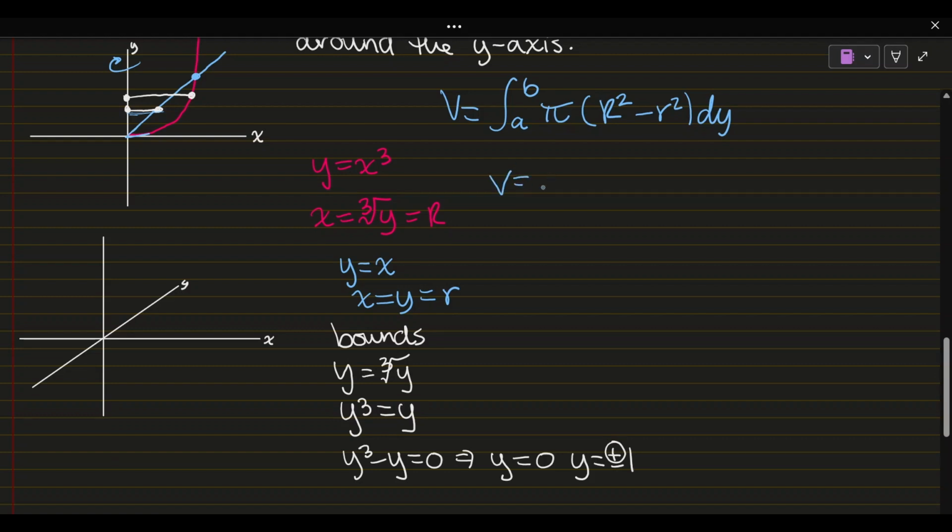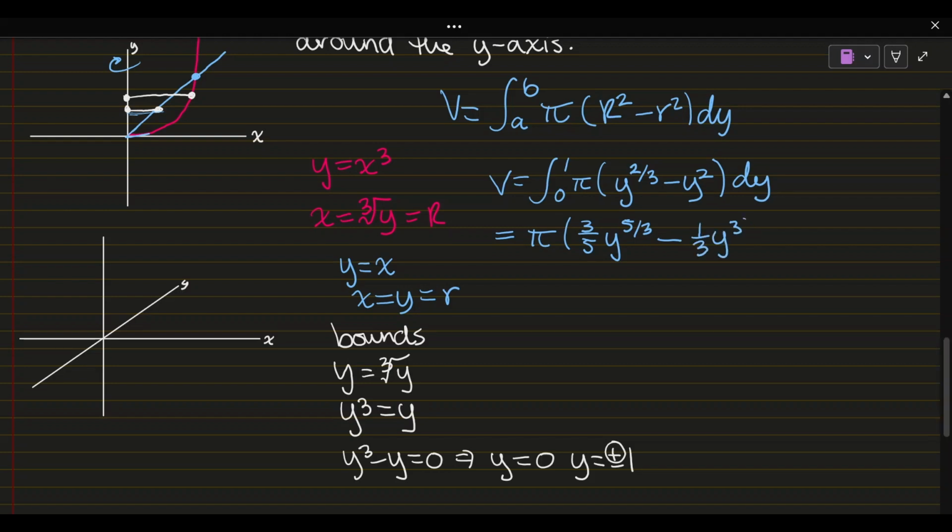So my volume is going to be given by the integral from 0 to 1 of pi times my big R squared. Big R was the cube root of y, so I have y to the 2/3 minus y squared dy. Evaluating this, pi, so 2/3 plus 1 is 5/3. And then that's going to be 3 over 5 y to the 5/3 minus 1/3 y cubed, evaluated from 0 to 1.